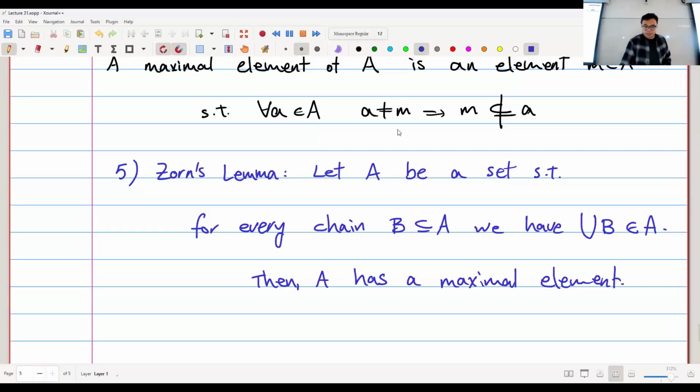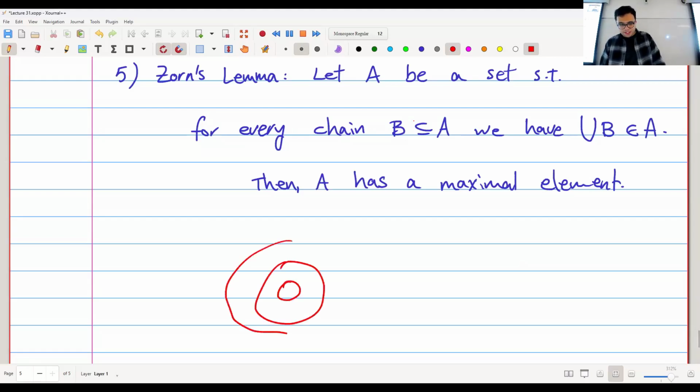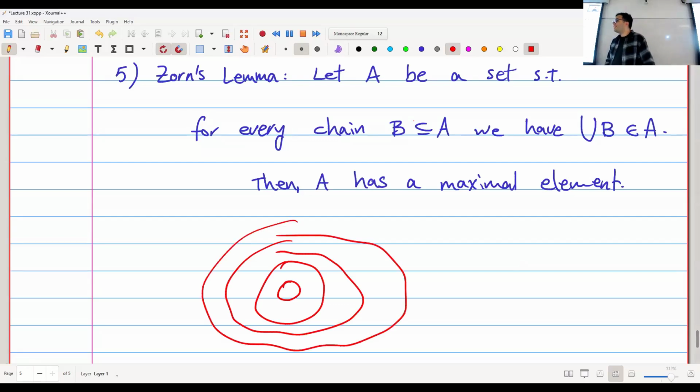Okay. What does this mean? Well, A is a set of sets, right? So I'm saying that I have this set A, and in this set, I have a bunch of other sets. But I'm saying whenever I have a chain of sets, what does that mean? It's a bunch of sets such that I have one small set, then I have another one that includes it, then another one that includes that, and so on. Right? This is a chain.